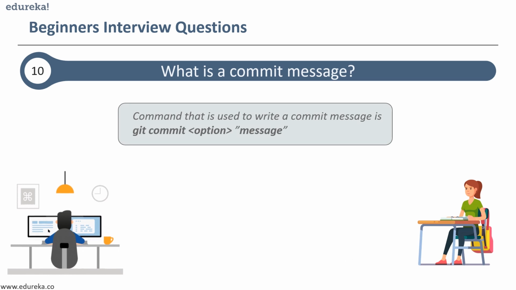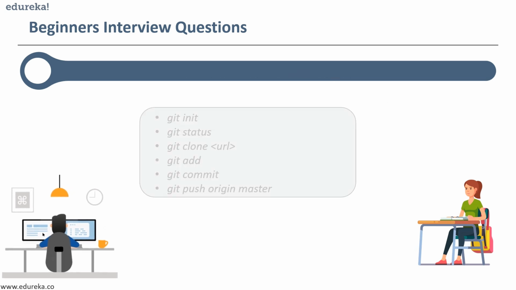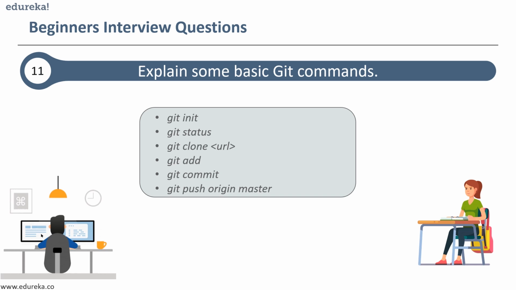The next question is, what is a commit message? A commit message is nothing but information that you provide along with the command called commit, so that you're aware of what exactly the developer or the programmer is changing while committing any operation or change. As you can see here, the syntax for commit messages is git commit, the option, and the message that you want to write. The next question is, explain some basic Git commands.